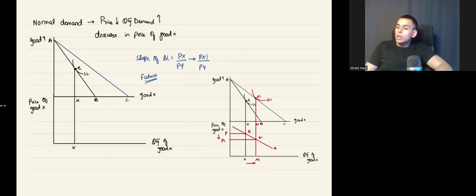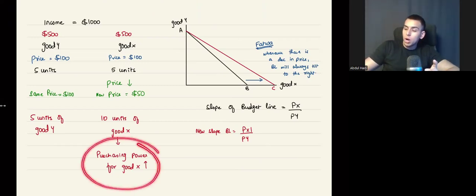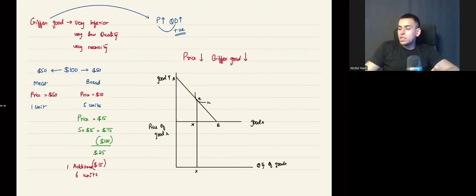Because I told you earlier, it doesn't matter which kind of good we are talking about. The nature of that good, the color of that good, it doesn't matter. Whenever there is a fall in the price level for good X, your budget line will always tilt to the right. Why? Because your budget line is telling you about your purchasing power. If my price level is falling, my demand for the given good will fall. That is the nature of the given good. That is completely fine. But it has nothing to do with my purchasing power.